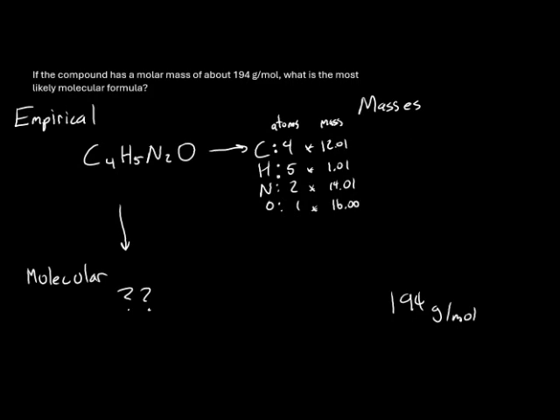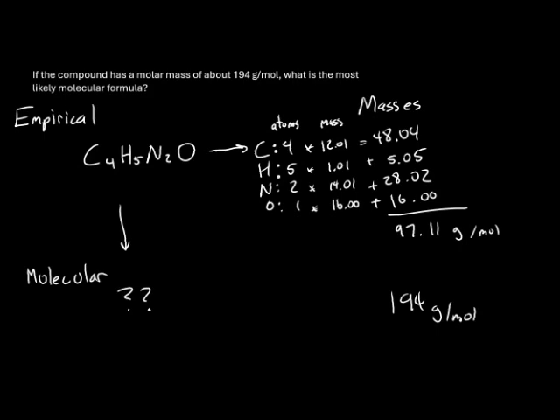If we multiply straight across, we'll have 4 times 12.01 gives 48.04. 5 times 1.01 gives 5.05. 2 times 14.01 gives 28.02, and the 1 oxygen will give us 16.00. Then we'll add all of our masses together to get our empirical mass. We'll get a total of 97.11.